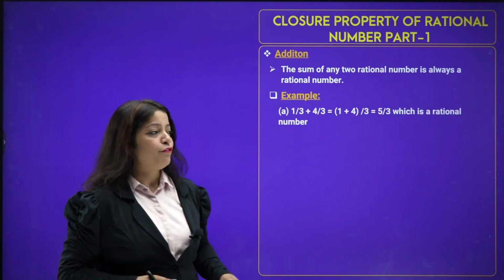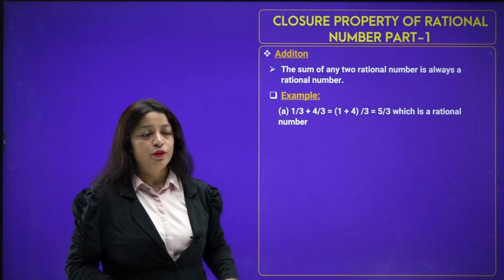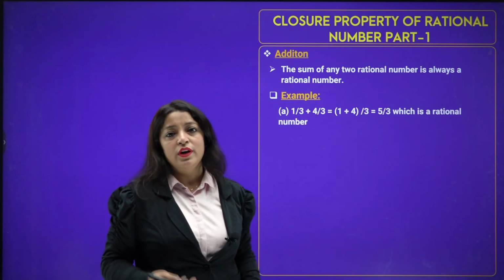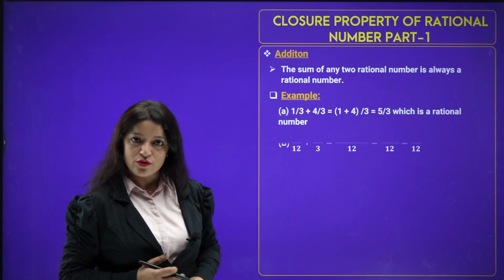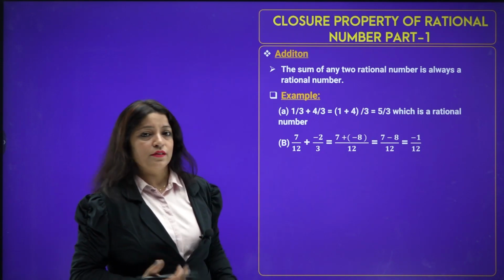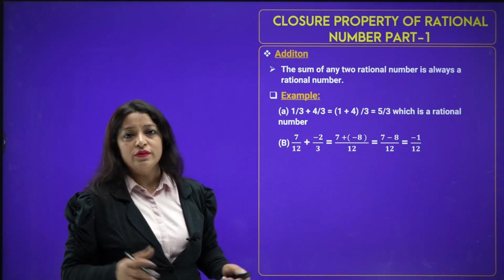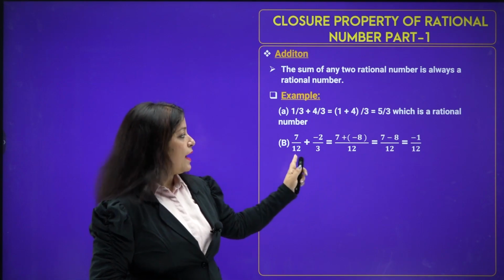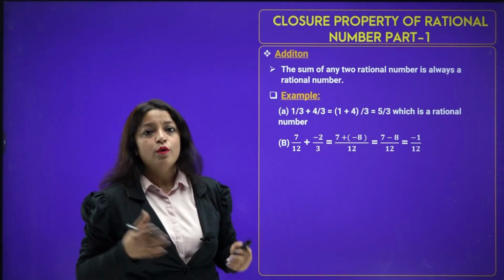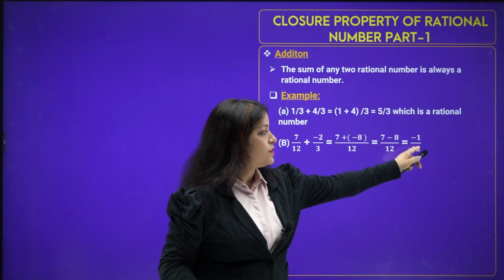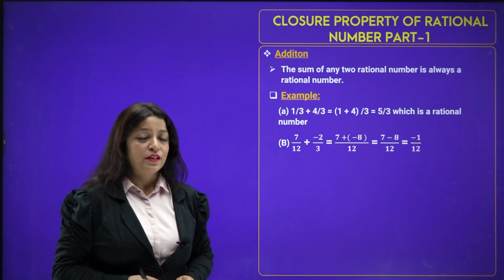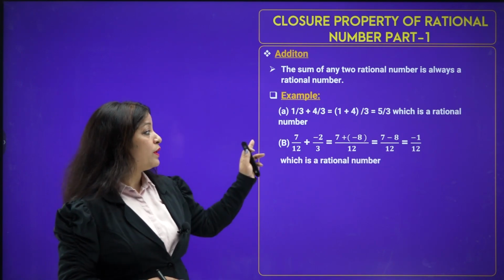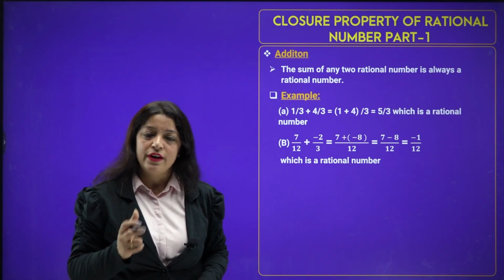For example, if we add 1 by 3 and 4 by 3, the denominators are the same, so we can simply add the numerators, that is 1 plus 4, and you get 5 upon 3, which is also a rational number. Similarly, if I add 7 by 12 and -2 by 3, the two are different rational numbers. The LCM of 3 and 12 is 12 here, and finally we get 7 plus -8, which gives 7 minus 8, and the result is -1 upon 12. And -1 upon 12 is a rational number. So when we add two rational numbers, the result is always a rational number.